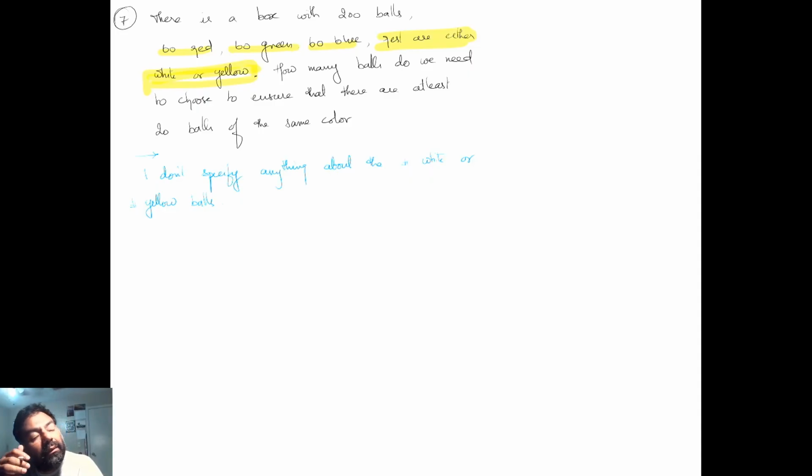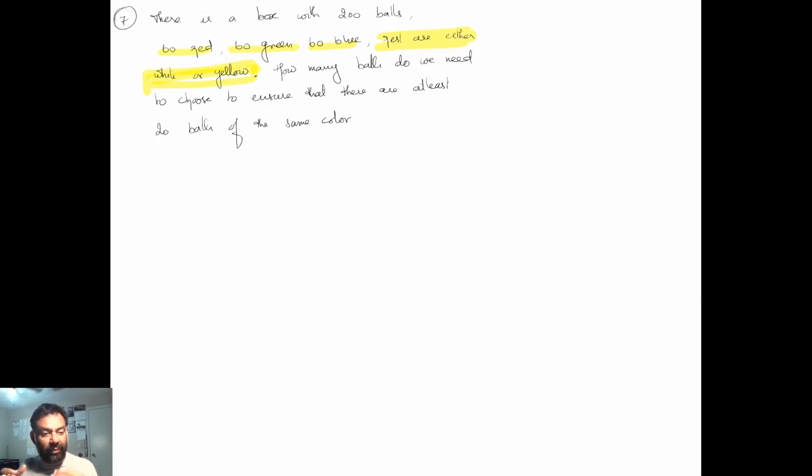Or it could have been 10 and 10, it could have been any number in the middle. So nobody knows what that number is. So that's what I've written here, saying that I did not specify anything about whether it is white or yellow balls. Yeah, I know. So the question is, how many balls do we need to ensure that there's at least 20 balls of the same color?